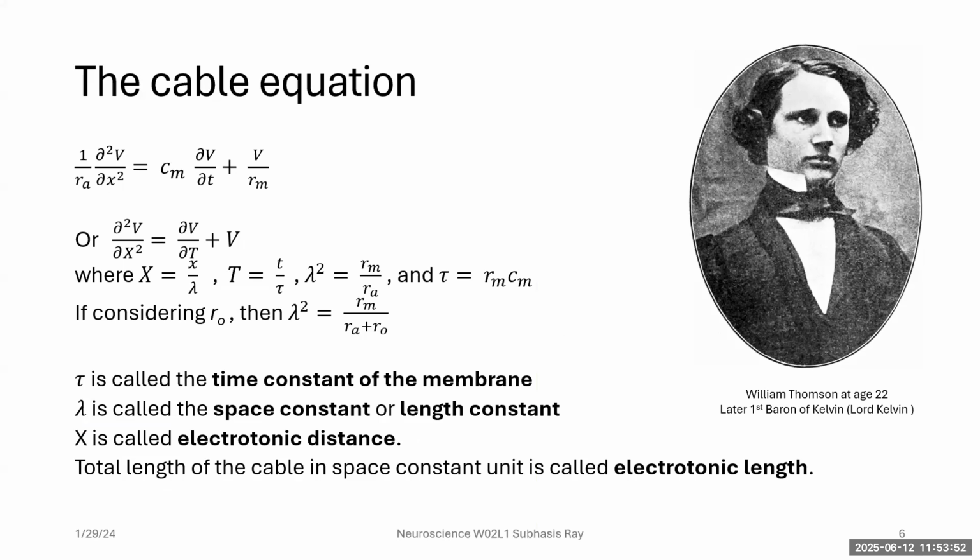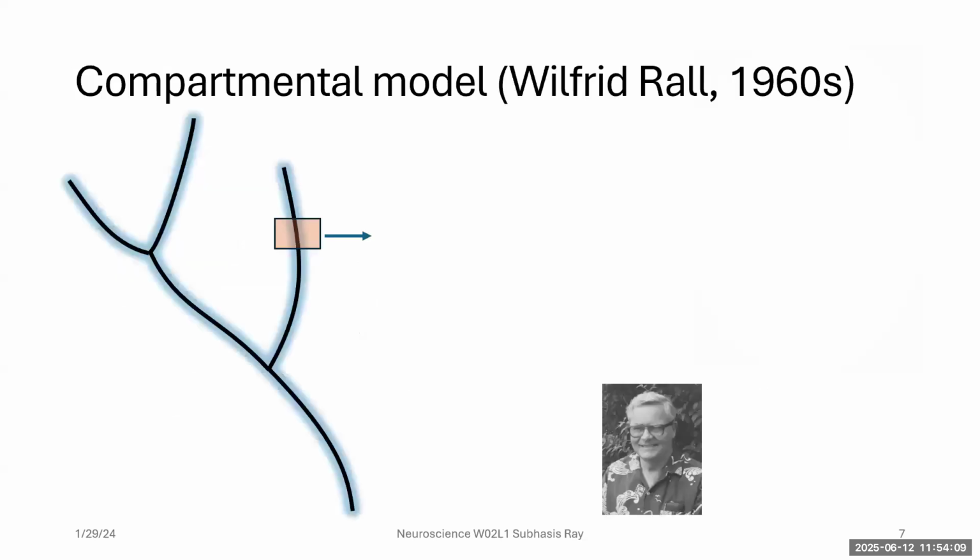Okay, and the distance measured in units of lambda is called electrotonic length or electrotonic distance. So sometimes people talk about the electrotonic length of a neuron. That is the total distance in terms of lambda units. Now we saw these equations, but these equations can only be solved analytically for the simplest of cases. When you assume that either things are not changing with time, or things are not changing with space and so on. So only the simple cases are what we can measure.